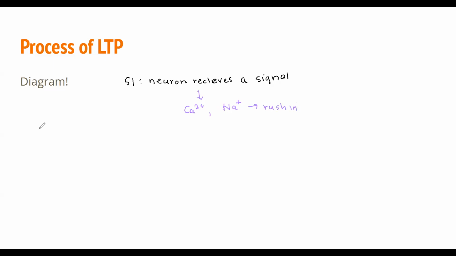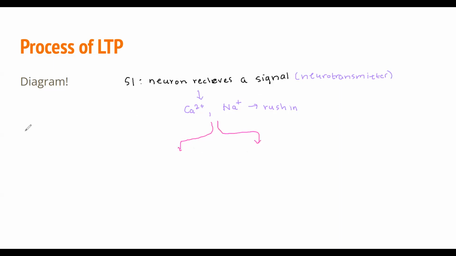So what this means is that whenever you receive a signal, a neurotransmitter binds, right? Whenever the neurotransmitter binds to the receptor, calcium ions and sodium ions rush into the cell to elevate the membrane potential to start an action potential, right? So here's where LTP and LTD start to differentiate.